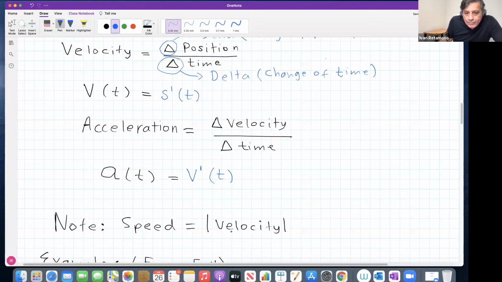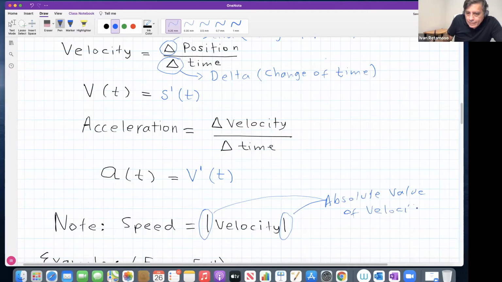In this case, velocity is positive if you are increasing the position over time. If you are decreasing your position over time, it's negative. Velocity has a sign, but the speed doesn't have a sign. So speed is defined as the absolute value of the velocity. Let me write here: the absolute value of velocity gives you the speed, okay?